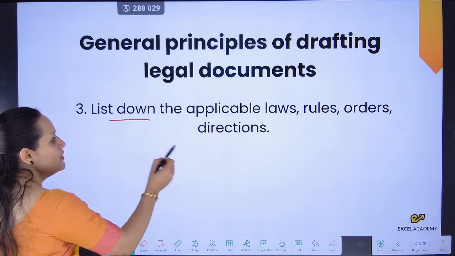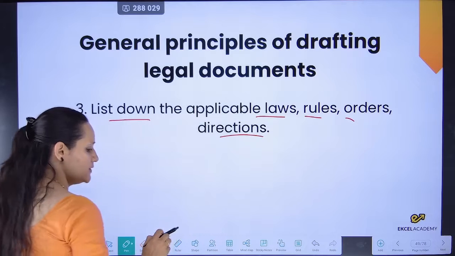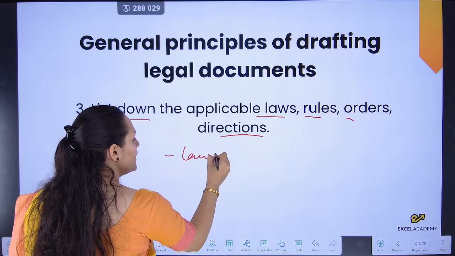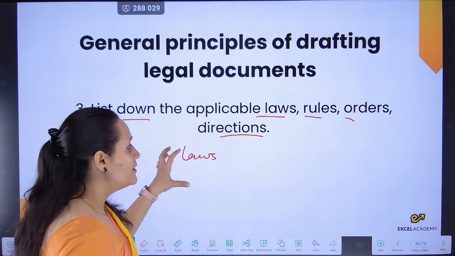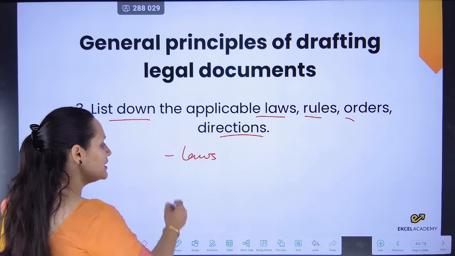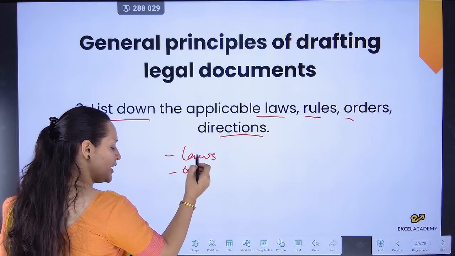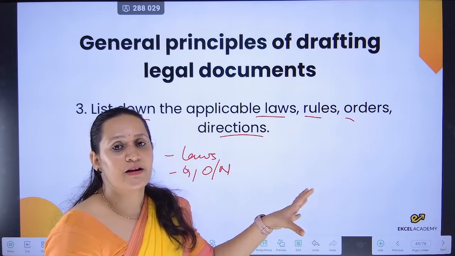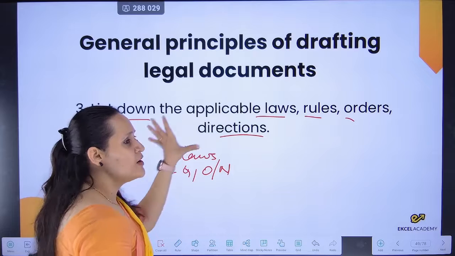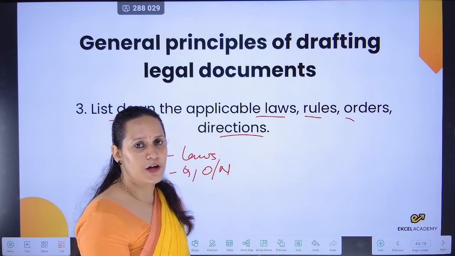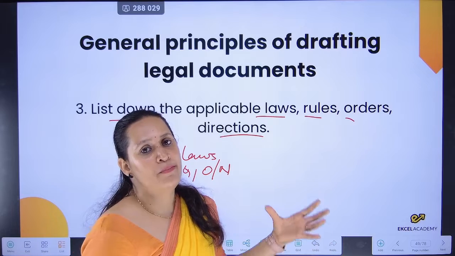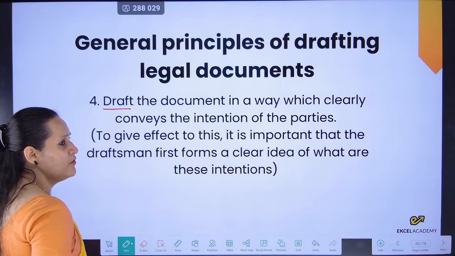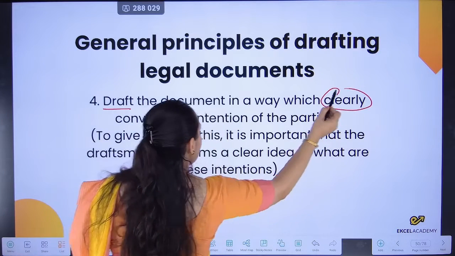Next, list down the applicable laws, rules, orders and directions. On the basis of the facts that you have obtained, you are going to identify what laws are going to become applicable in that particular situation. What are the things that you should take into consideration? Has the government issued any guidelines, or has the regulatory authority issued any notification or orders with respect to that particular provision that is in question? You should be able to identify and list down all the laws that are applicable to that particular situation and then include them in the drafting procedure. Next, draft the document in a way which clearly conveys the intention of the party.